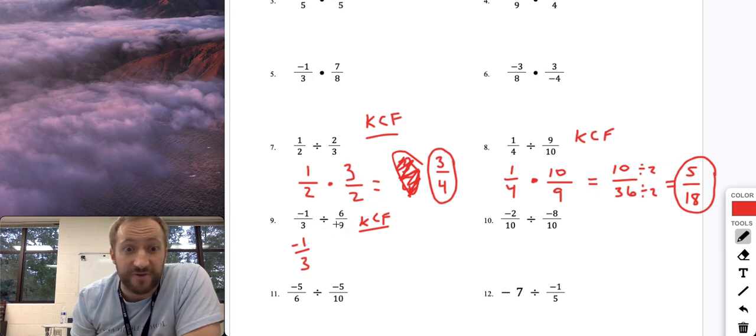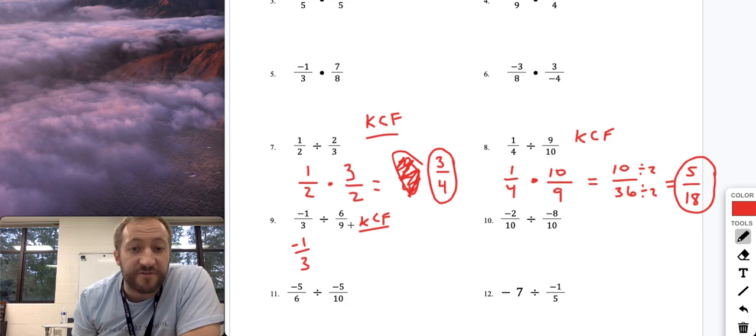I mean, if you want to try and figure out how many times 6/9 goes into negative 1/3, wow, that's kind of tough to do. Instead, we use this because we know that dividing by a fraction is the exact same as multiplying by the reciprocal. So I'm going to set this up. Negative 1/3, division becomes multiplication. I'm going to find the reciprocal of the second fraction. So now this is negative 1/3 times 9 over 6.